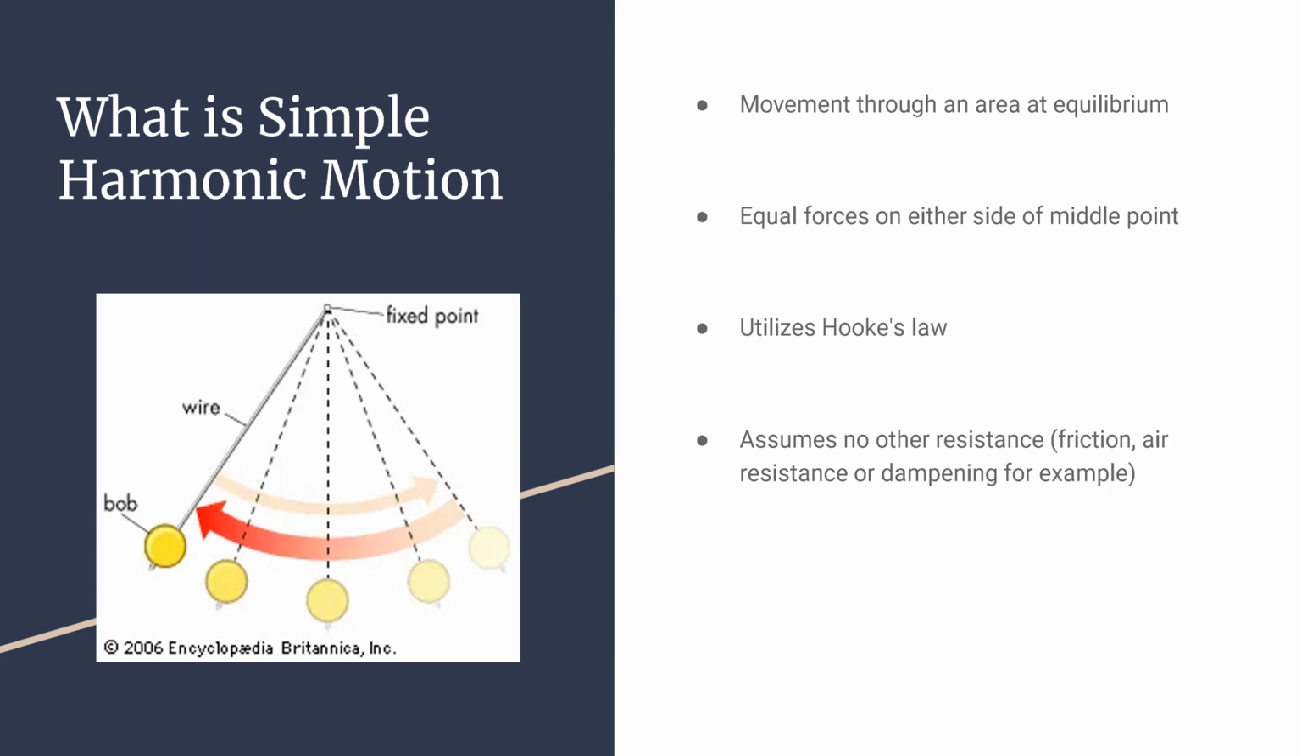What is simple harmonic motion? Simple harmonic motion is movement through an area at equilibrium. Equal forces are acting on each side of the middle point, and it utilizes Hooke's law. Simple harmonic motion also assumes that no other resistance, such as friction, air resistance, or dampening, is affecting the object.